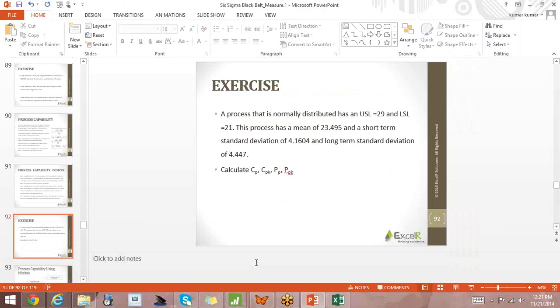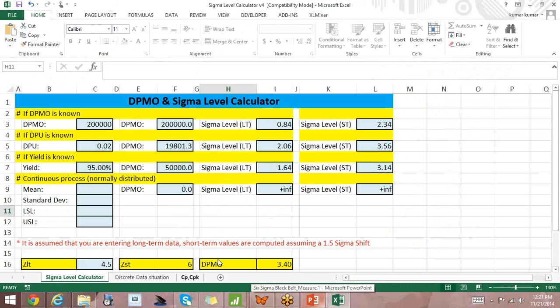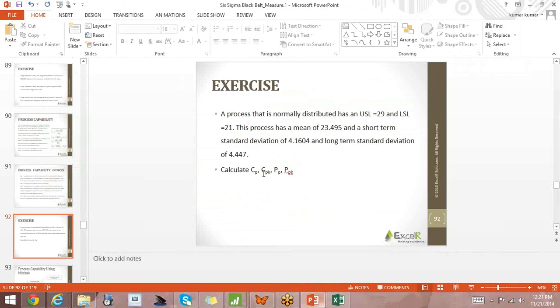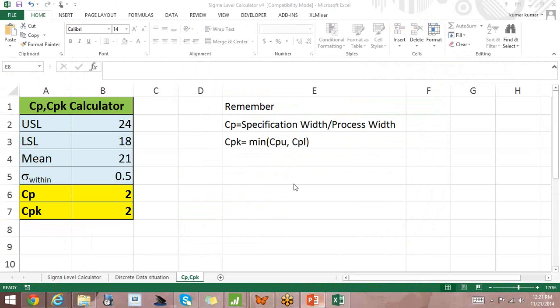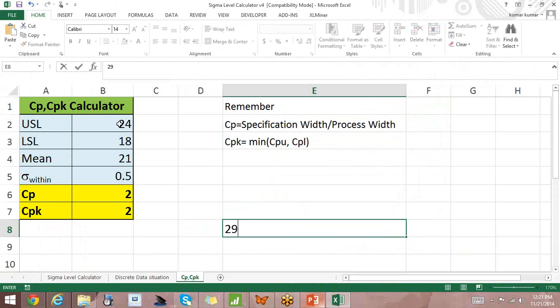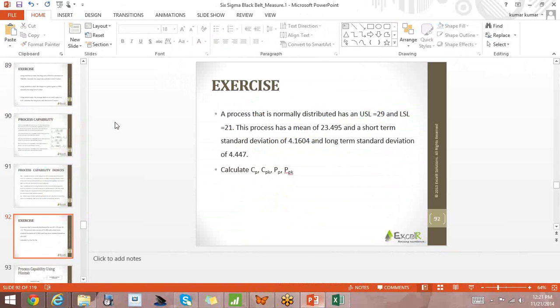So let me do this. It's simple. I remember USL minus LSL divided by 6 times sigma. If you ask me, I would calculate in a different way. How would I calculate CP, CPK or PP, PPK? I would simply put these values here: USL 29 and LSL 21. What is the mean?